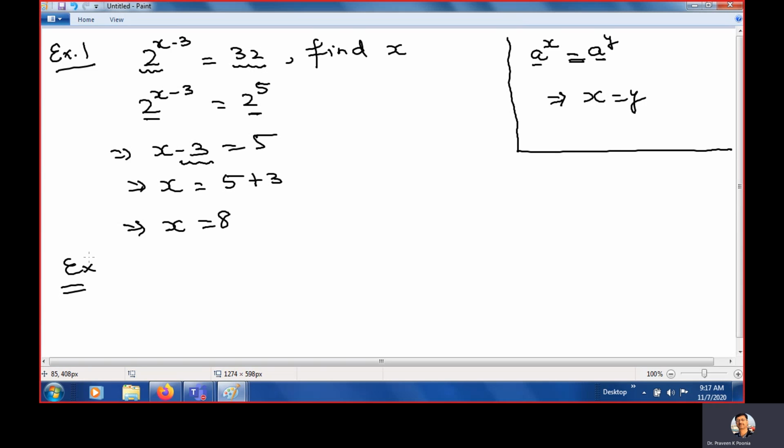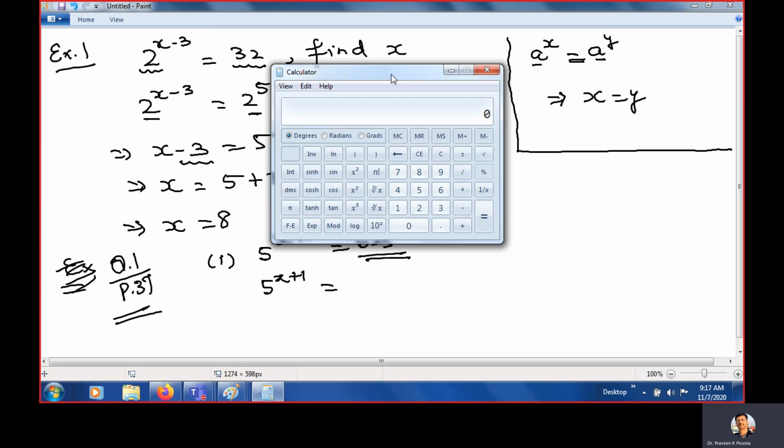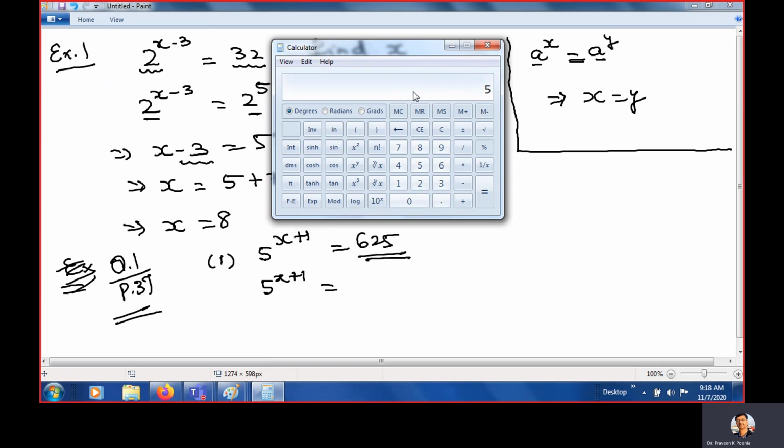I will take exam questions from the exercise of the book. This is not an example, this is question 1 over page 37. Question number 1 is 5 power x plus 1 equals 625. You need to write 625 as powers of 5. So how will we do it? Just try to learn. 625 will be 5 multiply 5, multiply 5, multiply 5.